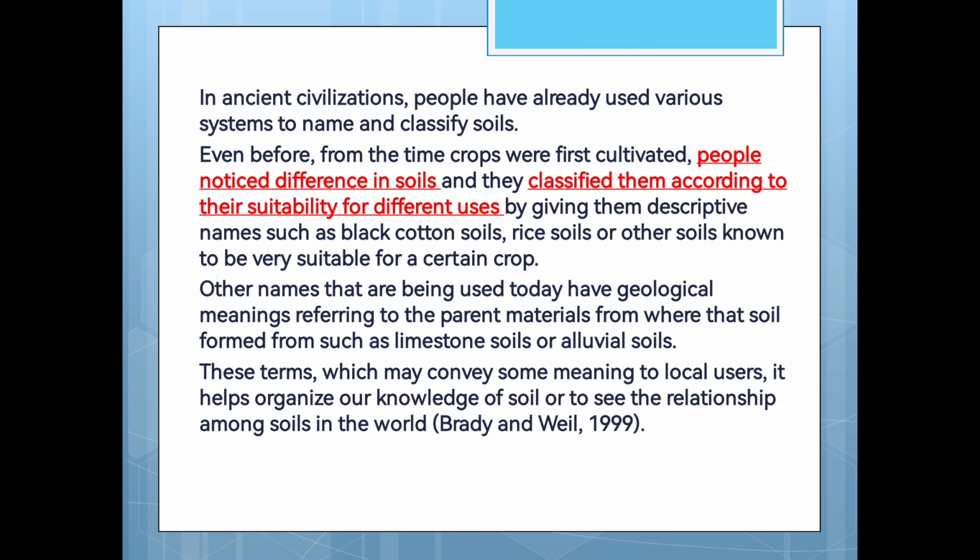Other names that are being used today have geological meanings referring to the parent materials from where the soil forms, such as limestone soils or alluvial soils. And these terms, which may convey some meaning to local users, it helps organize our knowledge of soil or to see the relationship among soils in the world.